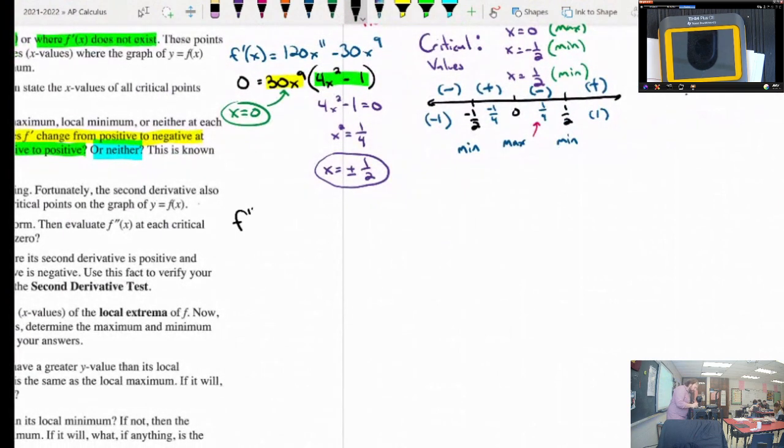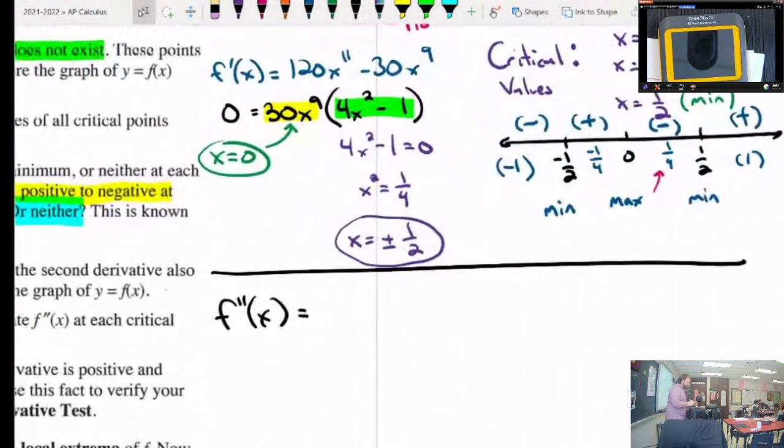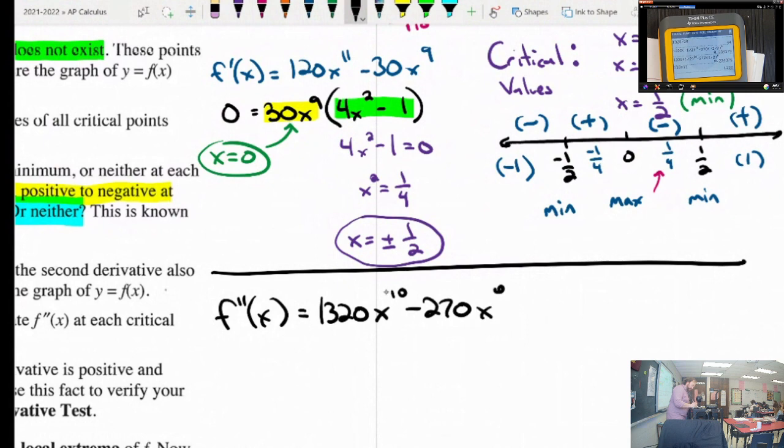F double prime of x, going to the next level down, keeping our first derivative in view there. What is 120 times 11? 1320. Yes. So 1320 times x to the 10th power, and then 30 times 9 is 270, minus 270 x to the 8th power. That's your second derivative there. Oh, so much fun.